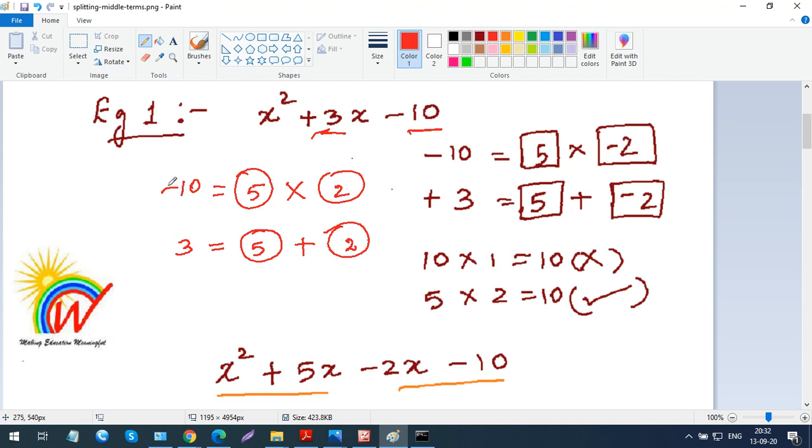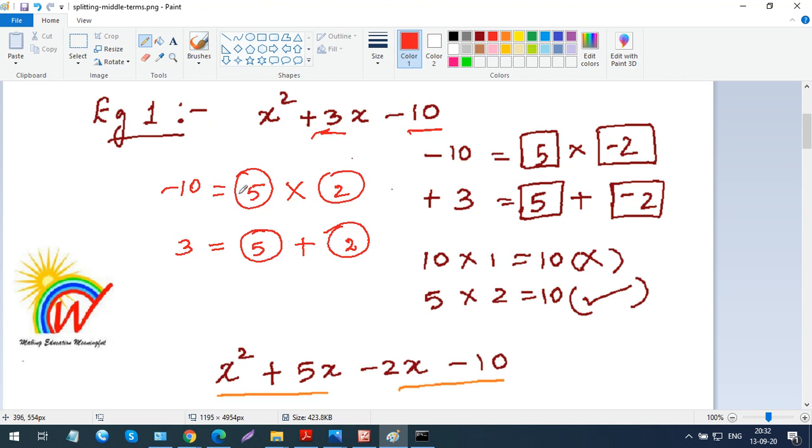If I should get minus 10, I should have a minus either in front of 5 or in front of 2. Isn't it? If I take minus 5 into 2, I get minus 10. If I do 5 into minus 2, I also get minus 10, right?